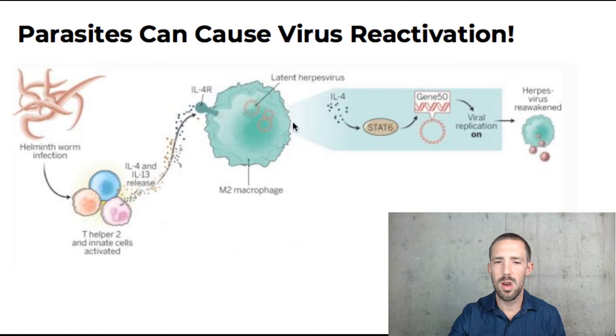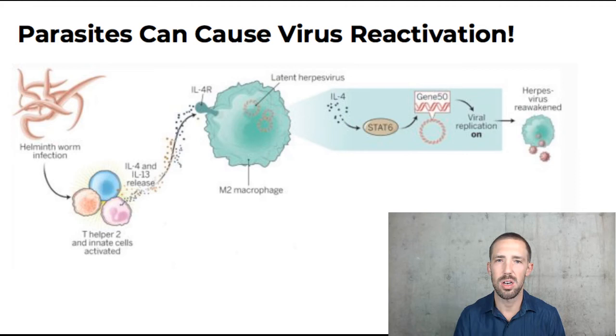And if you have this cell here, this is called a macrophage, and it has these herpes viruses in it, and they're latent, meaning they're just sitting there, they're chilling, they haven't been active for a while. Maybe you had mono as a kid, maybe you had chicken pox as a kid, maybe you had a cold sore a decade ago, but it's latent. Well, this immune activation that can come from parasites and stimulate this Th2 immune response can allow that latent herpes virus to turn on its replication pathways. It can all of a sudden start replicating and start shedding and reactivating. So that is a big deal.